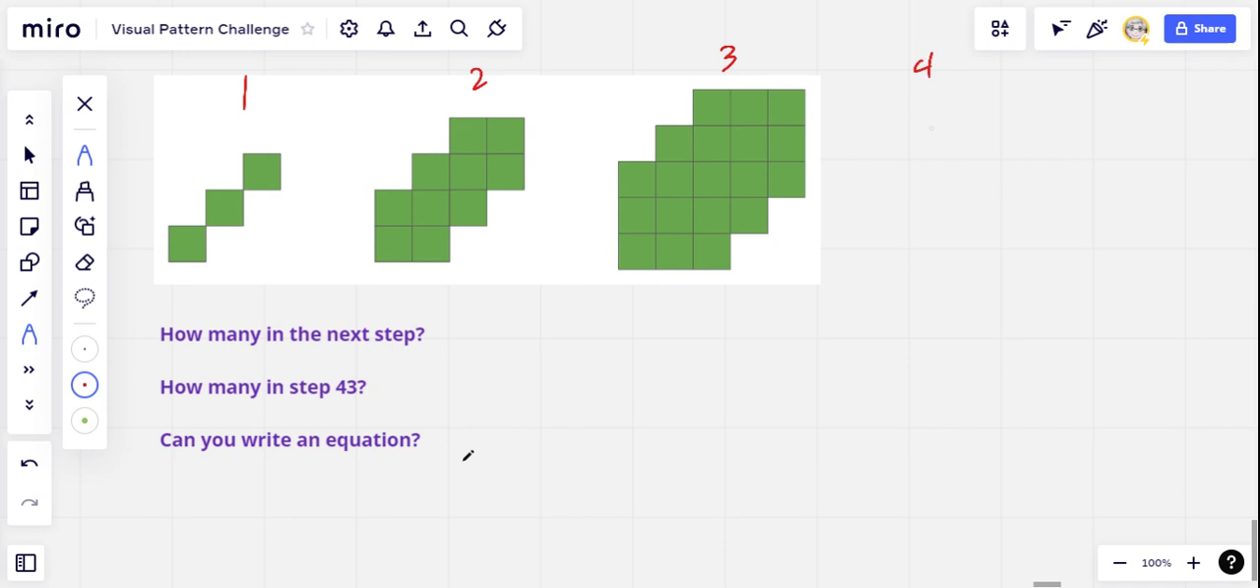And along the way, can you write an equation that could be used to express the number of squares in any step at all? So that's the challenge. If you'd like to accept it, pause the video and see how far you can get.